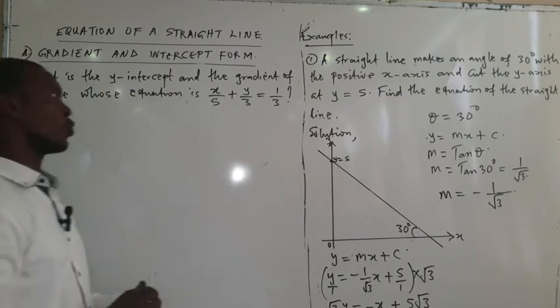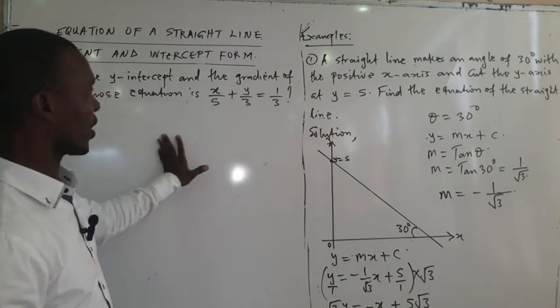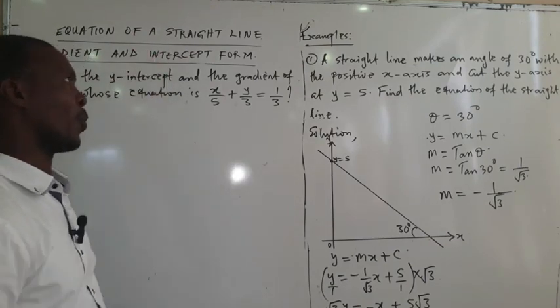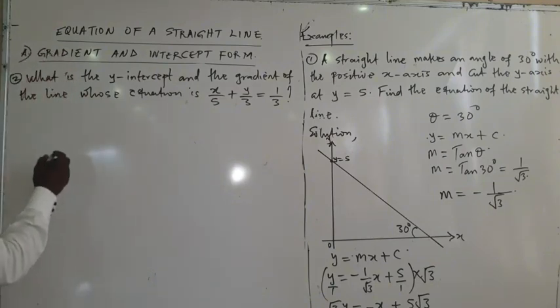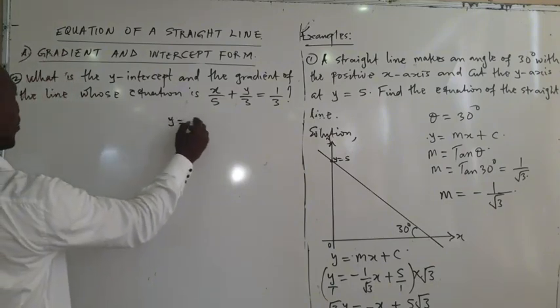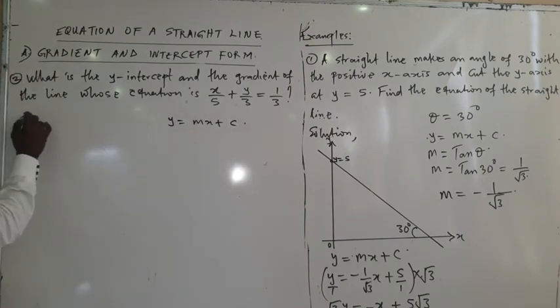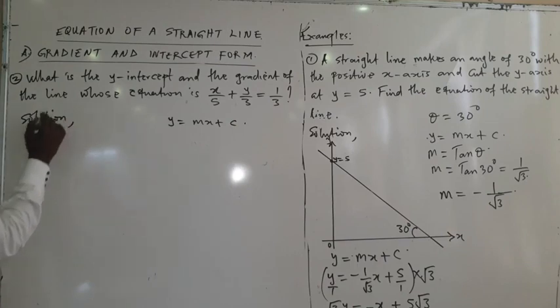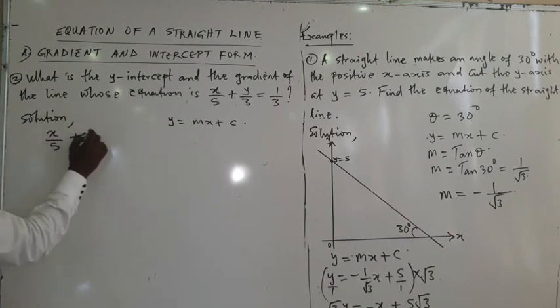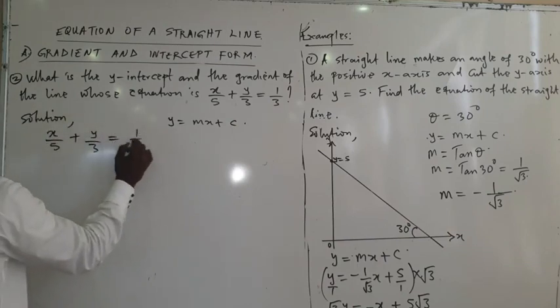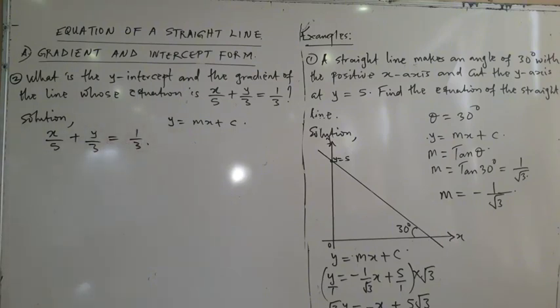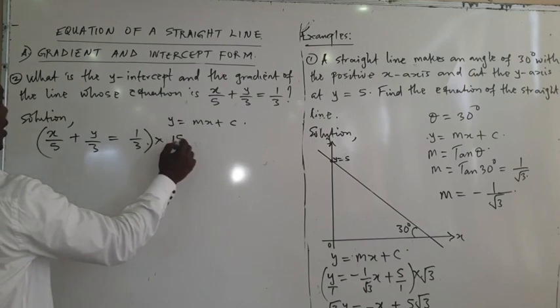So the first thing to do is to clear the denominator, then after that we make y the subject of formula. So we want our equation to be in the form y equals mx plus c. So that's our aim. So solution, we have x over 5 plus y over 3 equals 1 over 3. So clear the denominator, so you take the LCM. The LCM is 15, so you multiply through by 15.